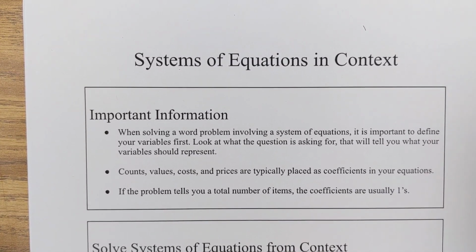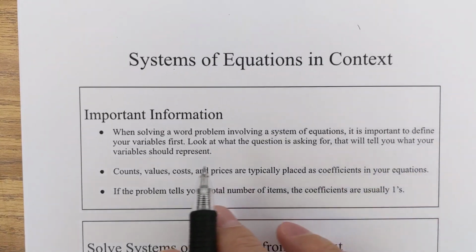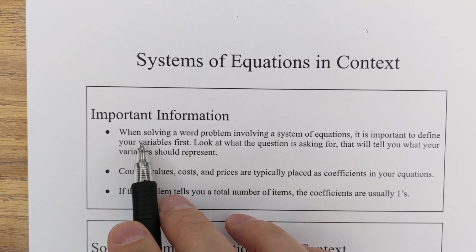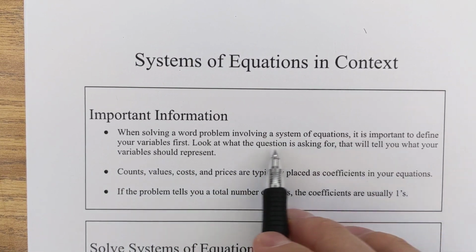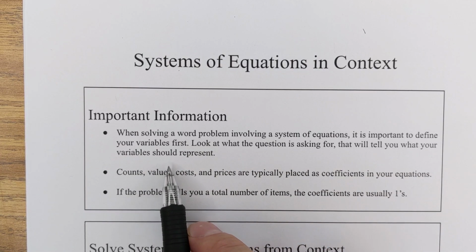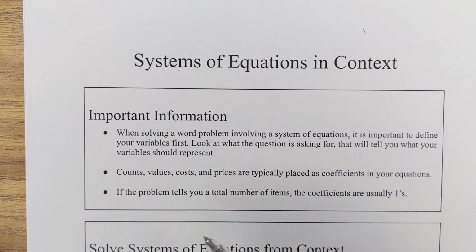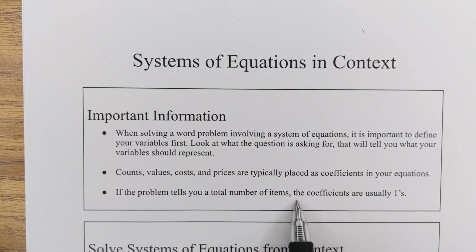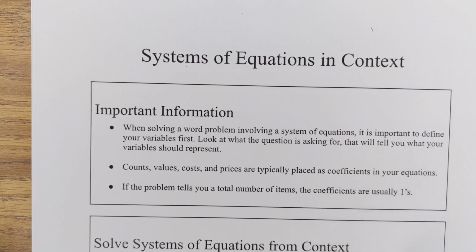Okay, so here I got the notes for systems of equations in context. So our important information, when you solve a word problem involving systems of equations, you want to define your variables first. Look at what the question's asking, that will tell you what your variables should represent, usually towards the end of the sentence. Counts, values, costs, prices, these are typically our coefficients. If the problem gives you a total number of items, the coefficients are usually ones. So let's just build our equations.